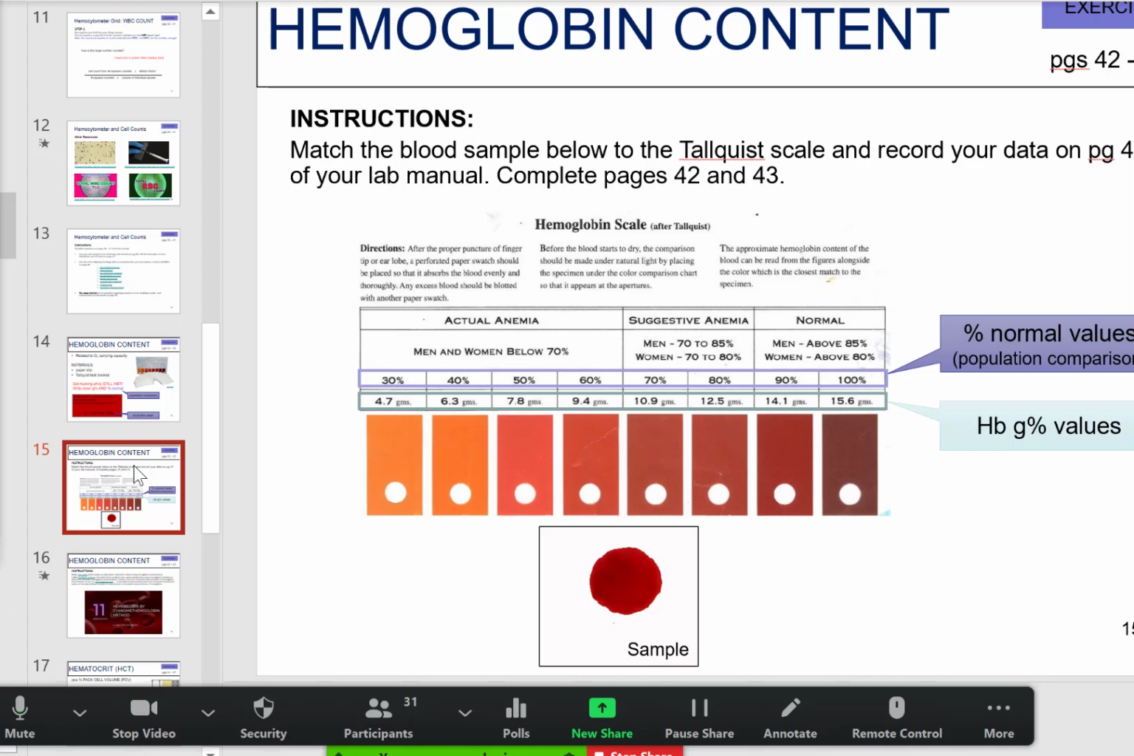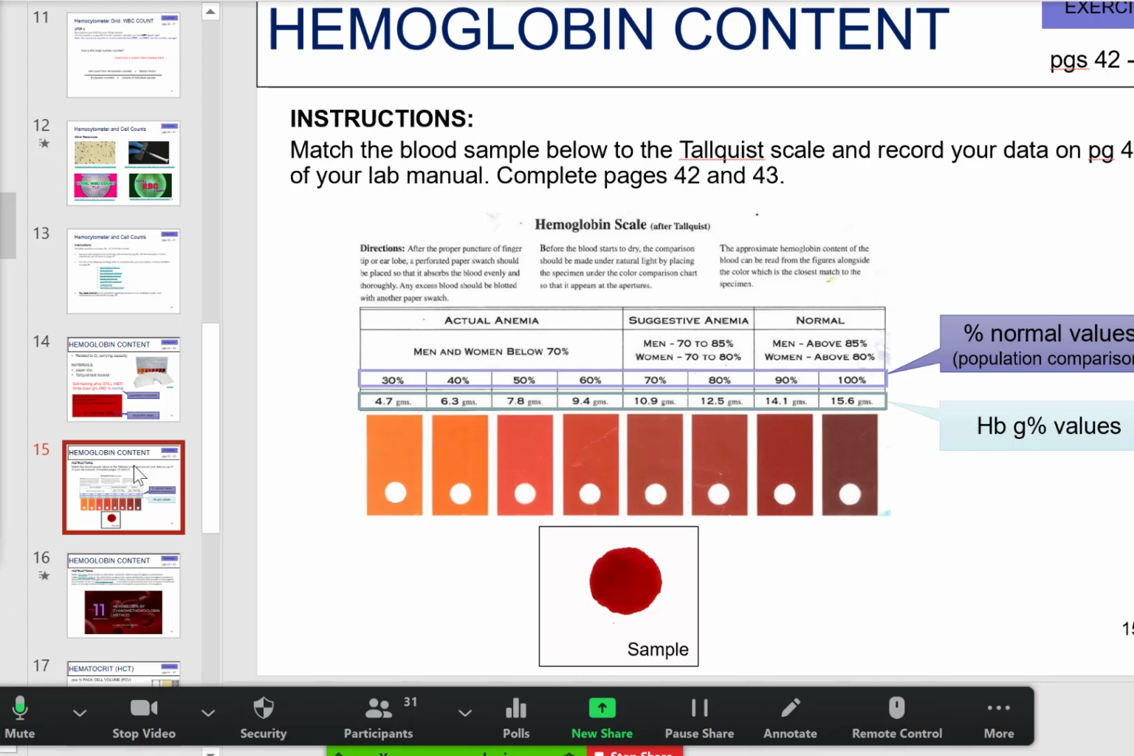Let me explain what percent normal means. Let's say this blood sample on the square down at the bottom of the slide is mine. Which color swatch do you think it matches to the best? 90. Normal. 90. Okay, so I'm hearing people saying that it's the 90% normal, and that grams percent that's in the box below it is 14.1 grams percent.